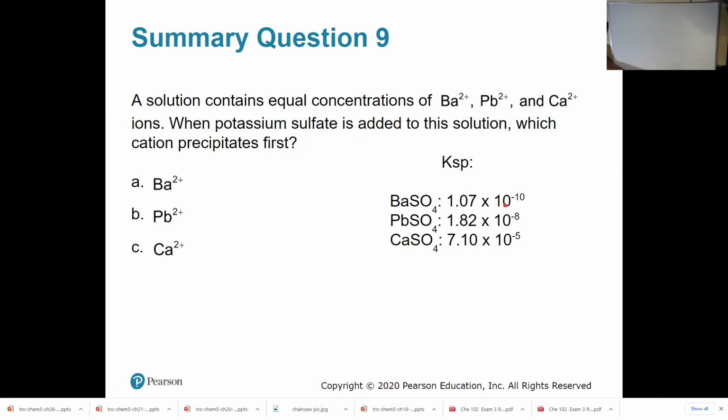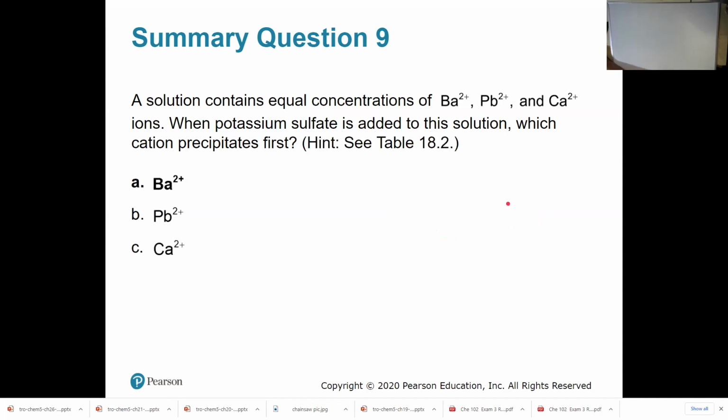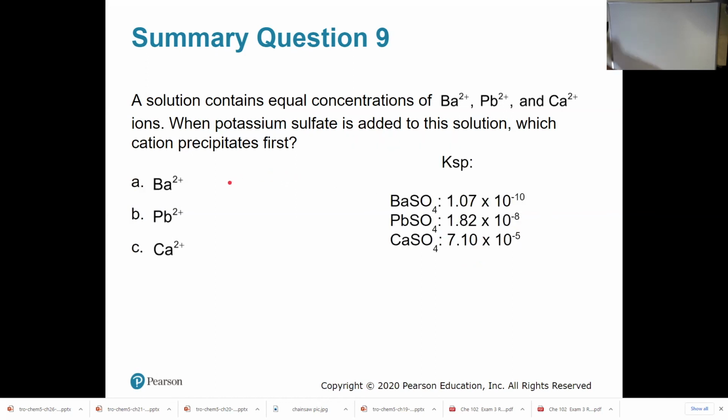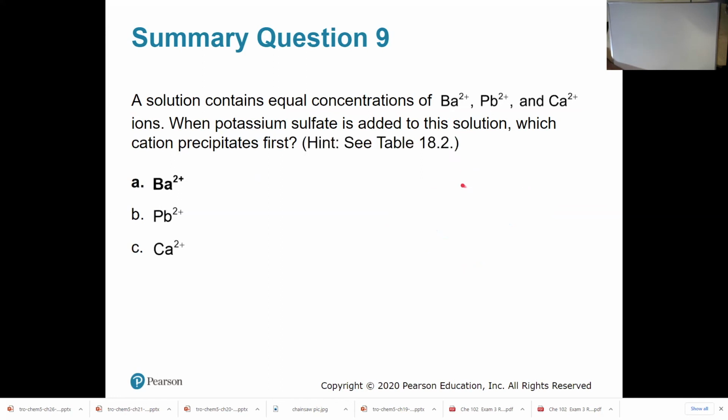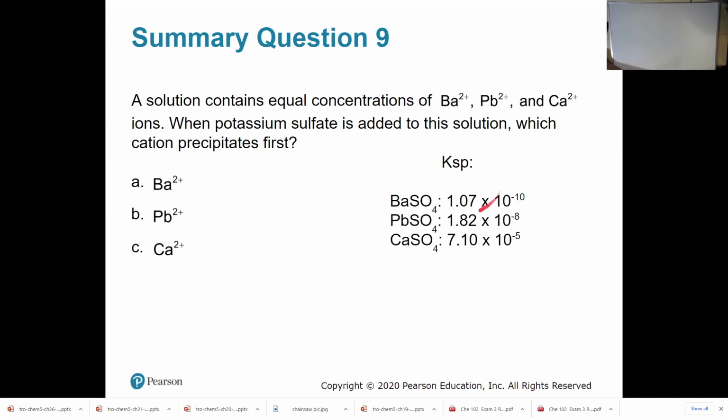We're going to use these KSP values that are given to figure out which would precipitate first. And like we talked about in the previous example, when you have a very low KSP value, that means your solid is going to form more readily. A KSP value of 10 to the negative 10 means that you need very low concentrations of barium and sulfate in order for a solid to form. So your barium ion would precipitate first in this scenario, followed by your lead ion, followed by your calcium ion.